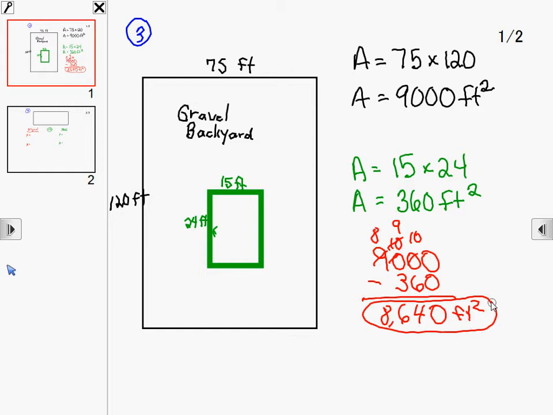Anyone get that for number 3? Maverick must have. There's a couple. Very good. Does that make sense? The whole yard except for the vegetable garden, you need to make sure we take that part out.